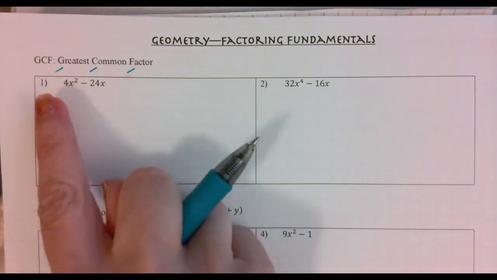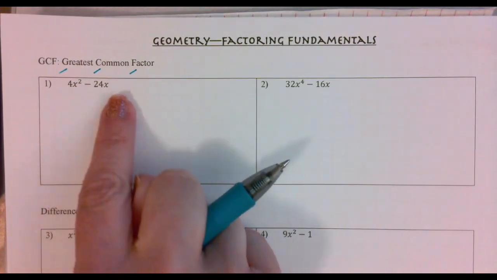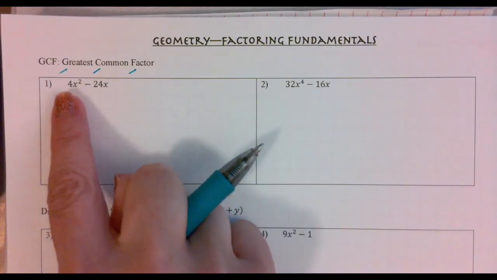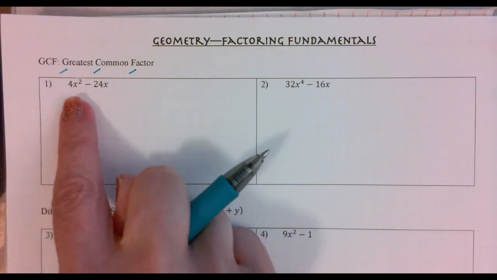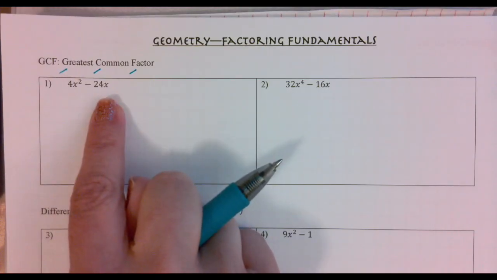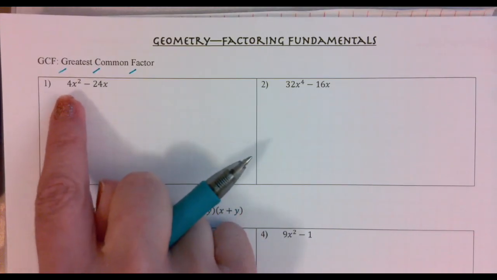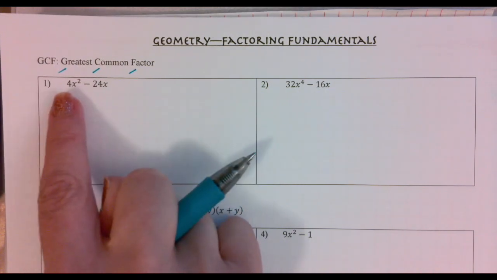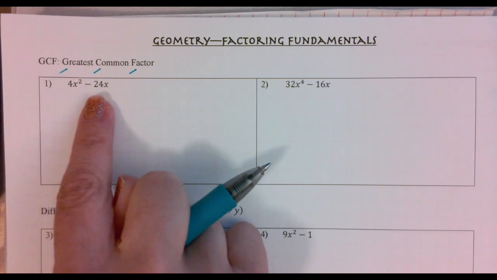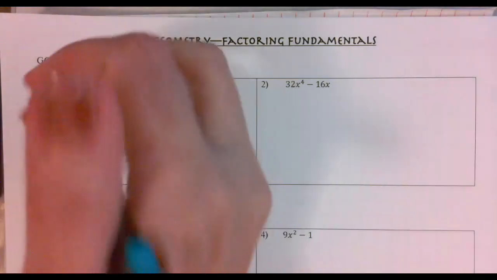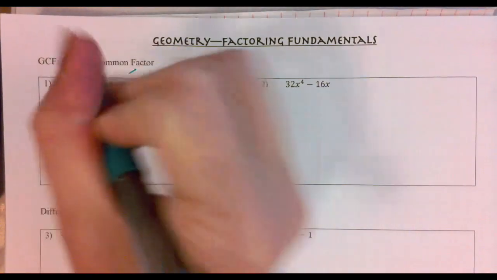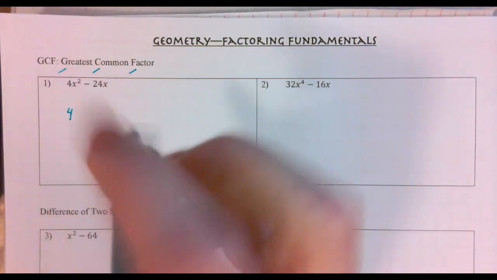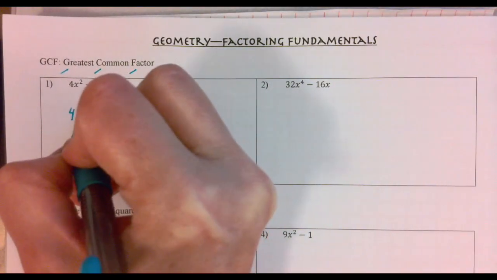So when I look at this first problem, this expression, I'm looking at the biggest number that I can divide out of both terms and the biggest amount of variables as well. So if I look at the numbers first, what is the biggest number that these are both divisible by? Both of them, the 4, the 24, you could divide out a 4. Here I have an x to the second power, x to the first. I can divide out an x.